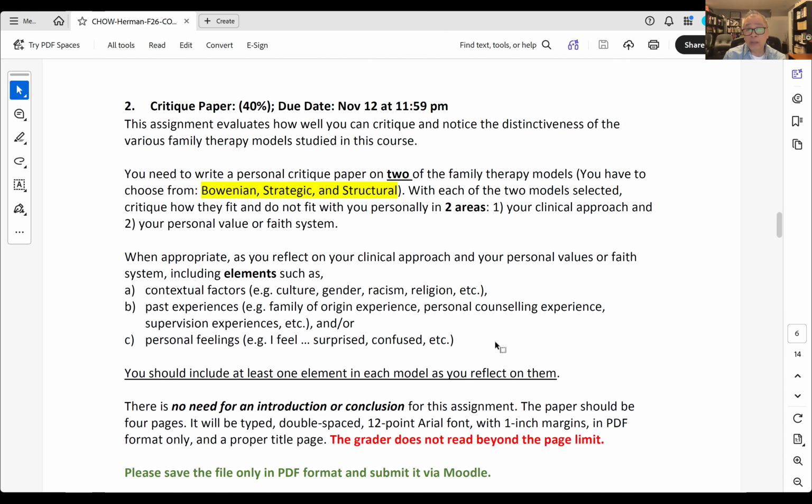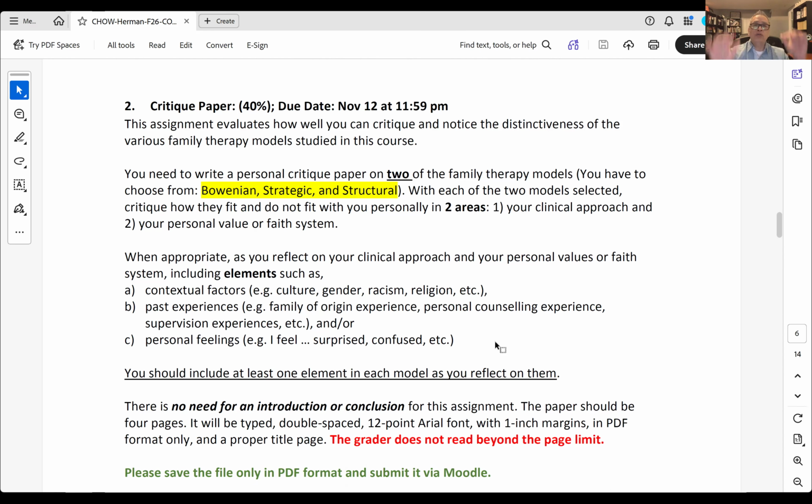So pick two models that I'd like you to critique. Basically, I want to hear your critique about how they fit and do not fit with you personally. I want to emphasize both fit and do not fit. When you critique something, it's something about you, what you like about it and what you don't like about it. It's always both. It shouldn't be only one and not the other. So I want to hear what fits and what does not fit you personally.